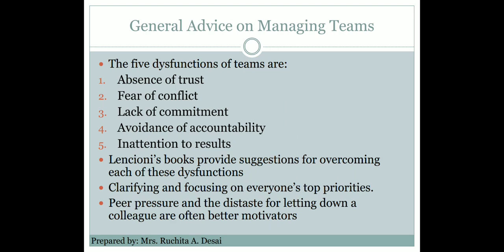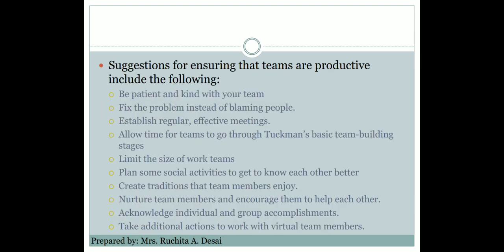Now the additional suggestions for managing a team. Be patient and kind with your team. Assume the best about people. Do not assume that your team members are lazy and careless. The next is fix the problem instead of blaming the people. You should fix the problem, which means help people work out their problems. You should help people by focusing on behavior.